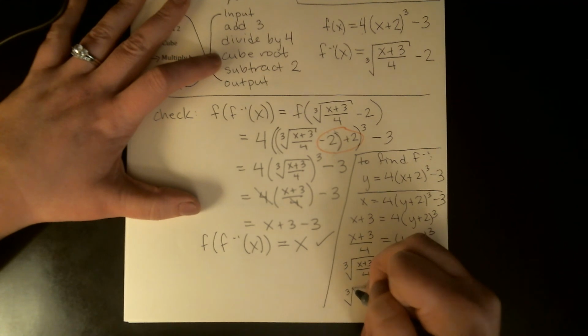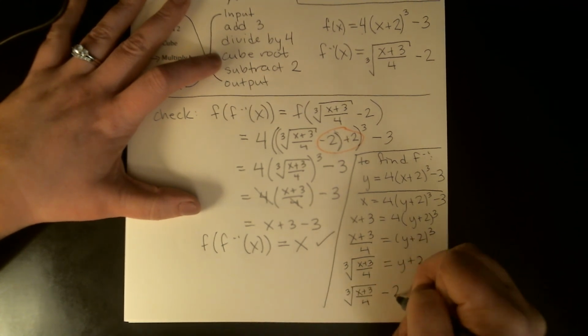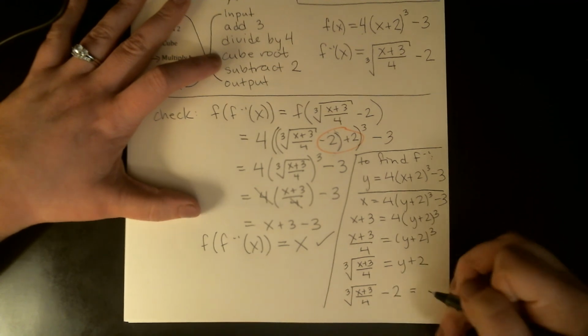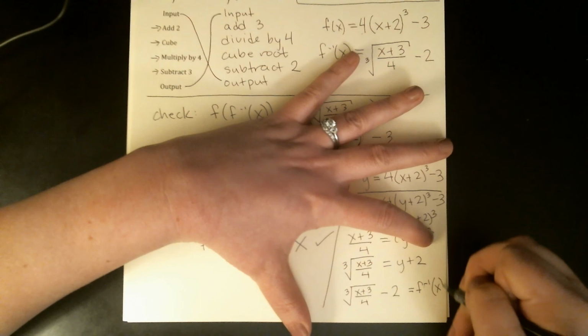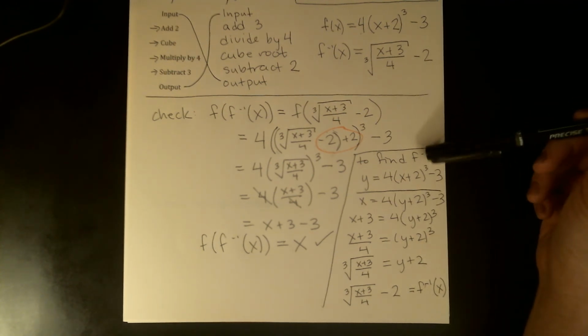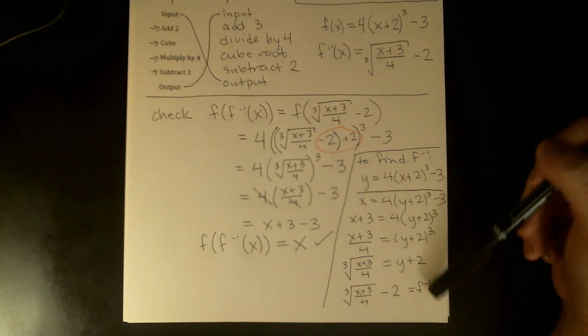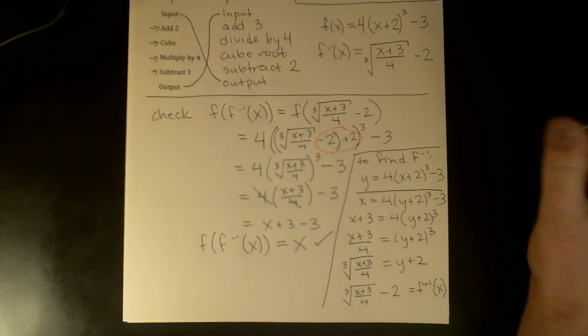So I get the cube root of (x plus 3) divided by 4, minus 2, equals y. And I'm going to go ahead, since I'm at the bottom here, and switch that y back to an f inverse. So I sort of did that problem in backwards order. We used the list to get the equations, and then we checked. My normal order would be first to do this algebra, find the equation for f inverse algebraically, and then I could do some checking to make sure that composition really did work.